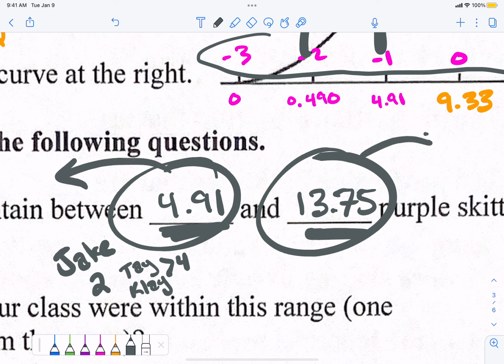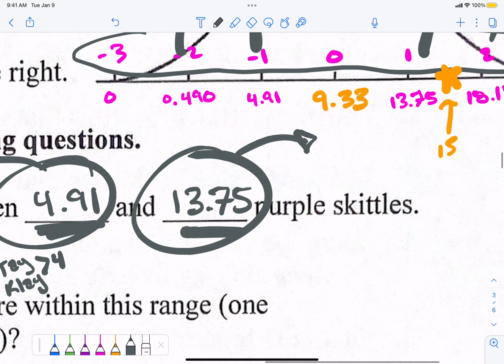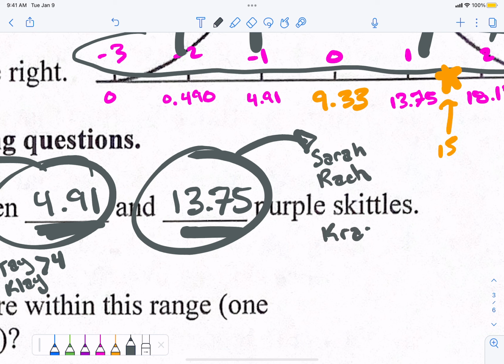Is there anybody over 13.75? Anybody had 14, 15, 16 purple Skittles? Sarah, yes. Rachel. Sarah, Rachel, who else? Cray. Okay. How much did they have? 16, 16, and 14.